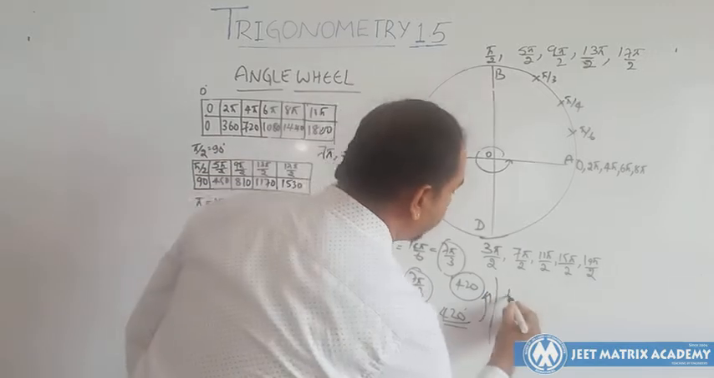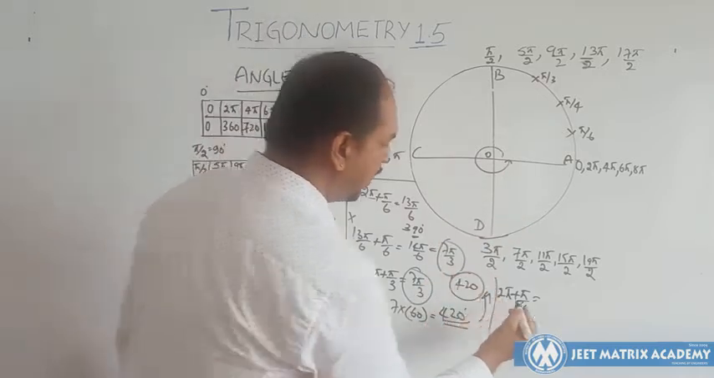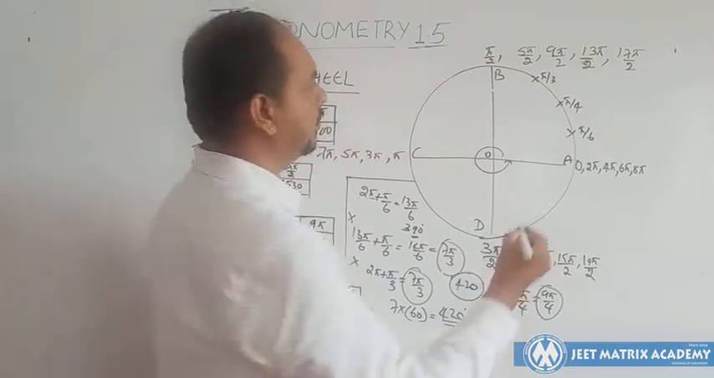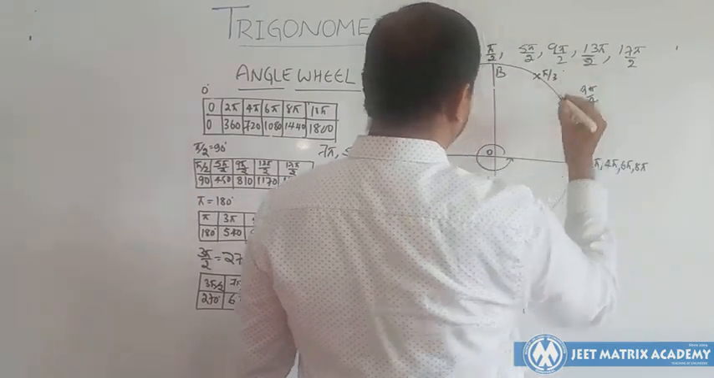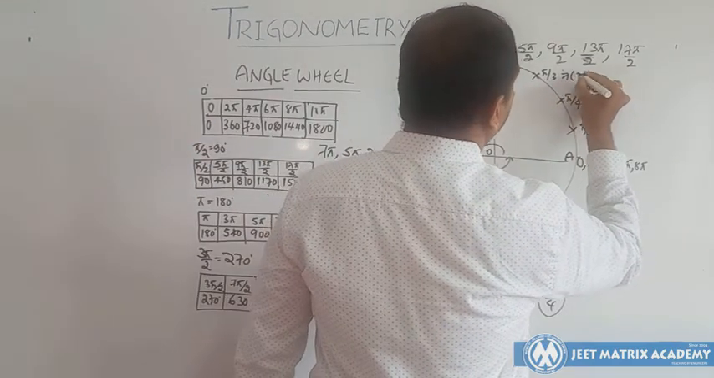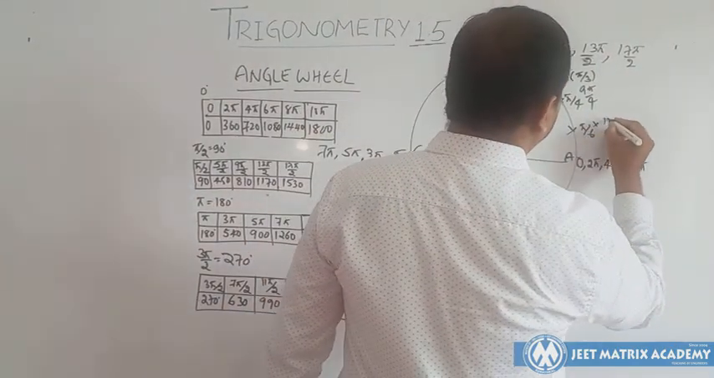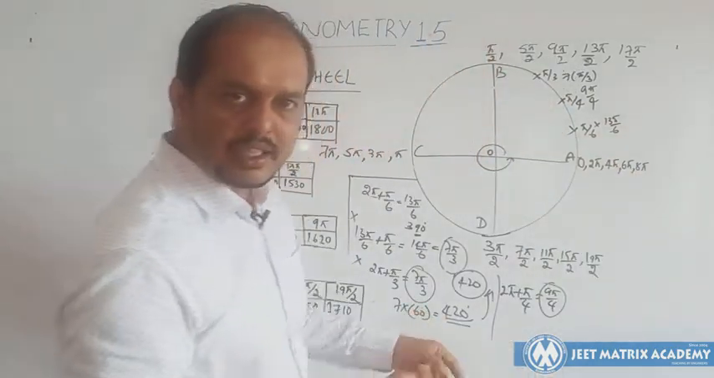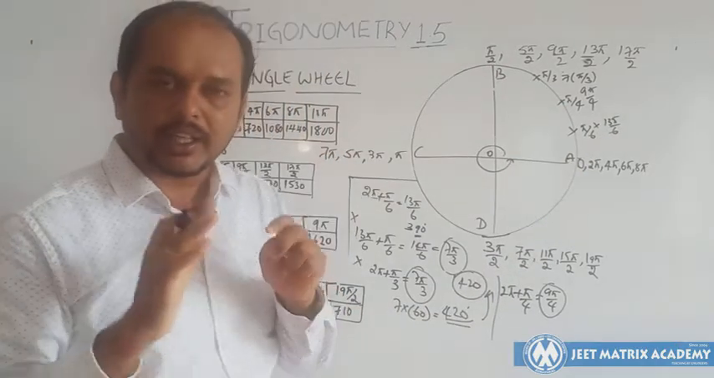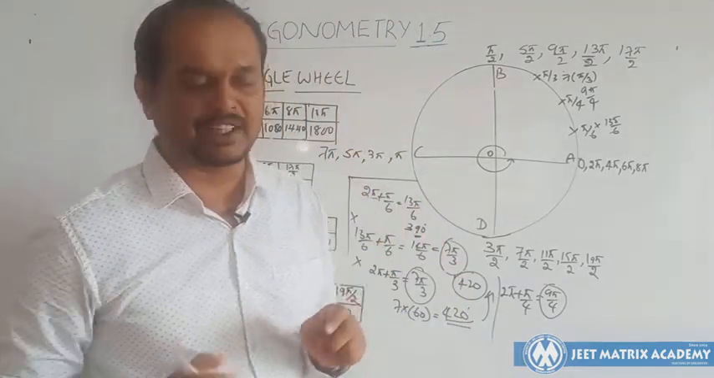If I want the position in between, that is 5 by 4, what am I supposed to do? 2 pi plus pi by 4, I am adding 45 degree. So I am getting 8 pi plus 1, that is 9 pi by 4. This is 9 pi by 4. This position is 7 pi by 3. This position is 13 pi by 6. Same way you calculate and try to remember these positions. It will be very useful and very interesting, and I'm sure you can reduce any complicated problem.